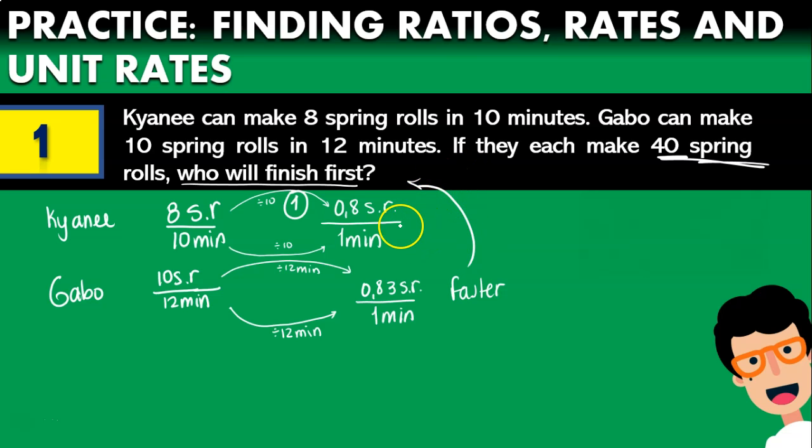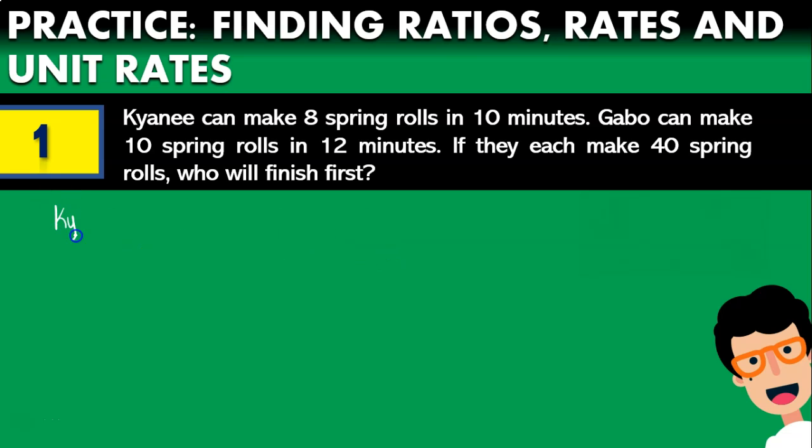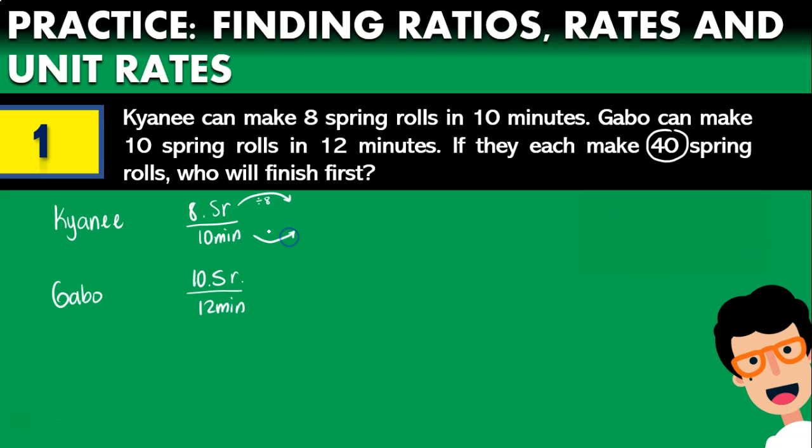But what about another way in which we can do this problem? Well, we start from the same base. Kiani makes 8 spring rolls in 10 minutes, and Gabo makes 10 spring rolls in 12 minutes. Another thing that we can do is that since we're being asked for 40 spring rolls, we're first going to find how much time each of these guys takes to make one spring roll. So in this case, we divide by 8. But since we divide the numerator by 8, we're also going to divide the denominator by 8.